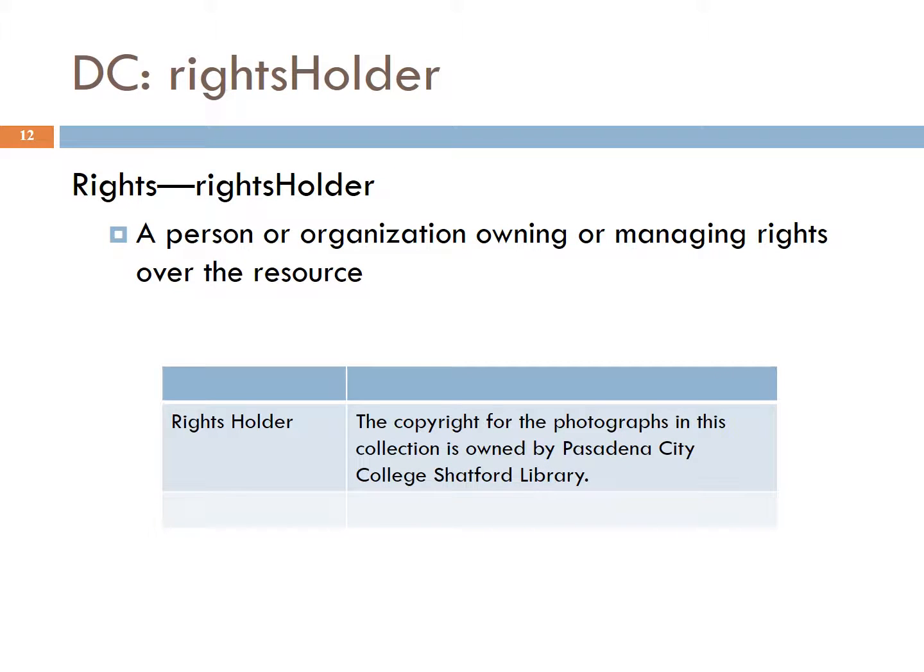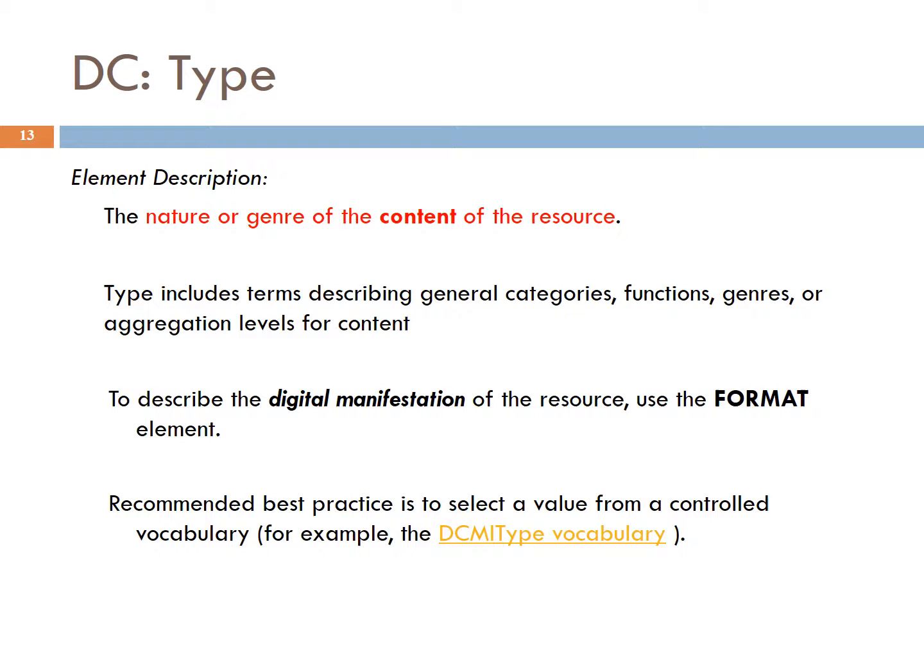The next qualifying element is rights holder, and of course that's the person or organization owning or managing the rights over the resource. And the sample you have here is rights holder. The copyright for the photographs in this collection is owned by Pasadena City College Shatford Library. And I would suggest as well that if you don't have a separate contact field, that the contact information gets included in the rights holder, or going back up to the simple Dublin Core element, the rights field, so that that information is in the record.